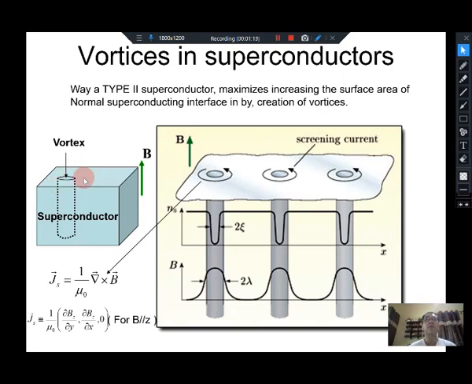Now let us look at this vortex structure in a little bit more detail, and what it looks like. Okay, if you apply a magnetic field in the superconductor, the white region is all superconducting region, and of course this white region will completely expel all magnetic field from within its interior. But wherever these gray regions are present, these gray cylinders are the normal regions.